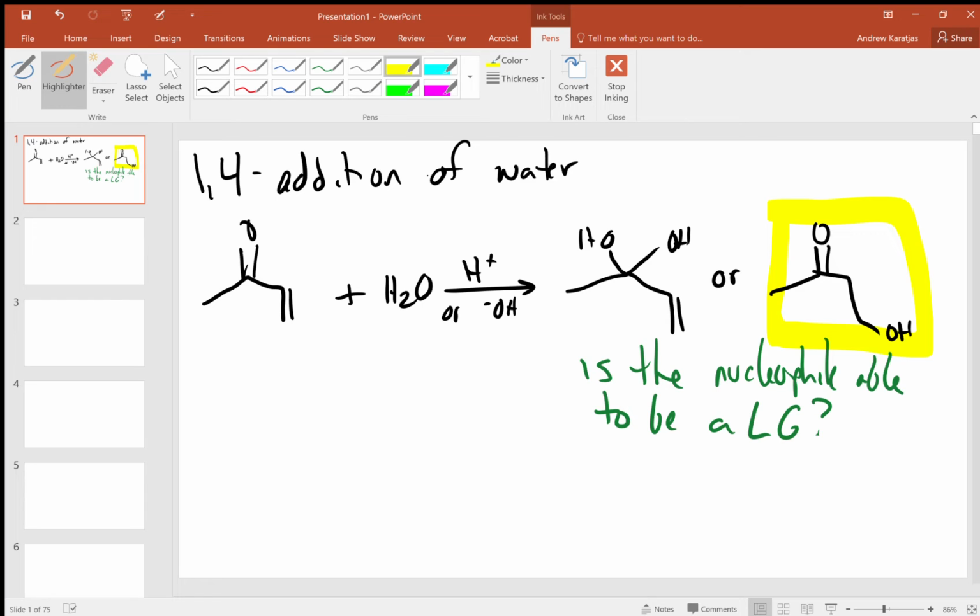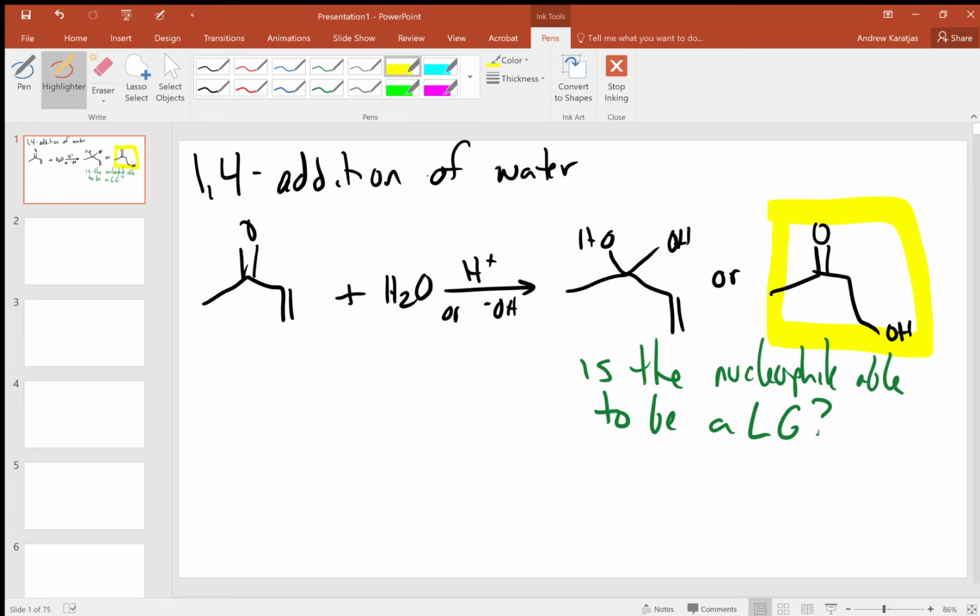Now that's not to say the 1,2 product doesn't form. The 1,2 product in almost every case is what we call the kinetic product. It forms faster. But if the 1,2 addition is reversible, and that reversibility is based on whether the nucleophile can be a leaving group, then the 1,4 product is more stable, and that will be the major product. So when we draw mechanisms of this 1,4 addition, we won't show the reversible 1,2 piece because we're just presuming that that's happened and it's reversed.